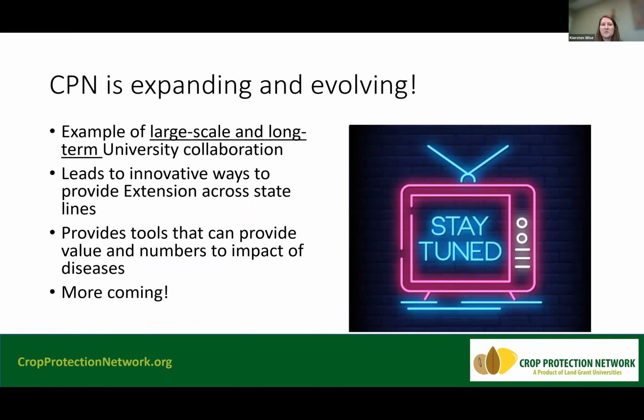As I wrap this up, I just want to mention, as an overview, the Crop Protection Network. We have a lot of offerings. It's a good example of a long-term and very large-scale university collaboration, and I think it's got some really innovative things that we're trying to do. In particular, these tools that I've highlighted and maybe even beat to death in this talk can provide those values, those numbers, and give us more of an idea of the impact these things are having, so that we can talk in a more robust way about what types of impacts they're having when we're trying to overlay things like climate and production practices on top of these numbers. So I would encourage you to stay tuned and check out the Crop Protection Network. There's a lot more that we have in the works, and we'd be happy to take any feedback that you have on our outputs as well.